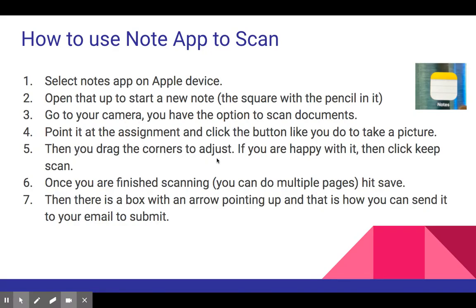And then you drag the corners to adjust. And if you're happy with it, then click Keep Scan. And then once you are finished scanning, and you can do multiple pages, hit Save. And then there's a box with an arrow pointing up, and that's how you can send it to your email to submit.